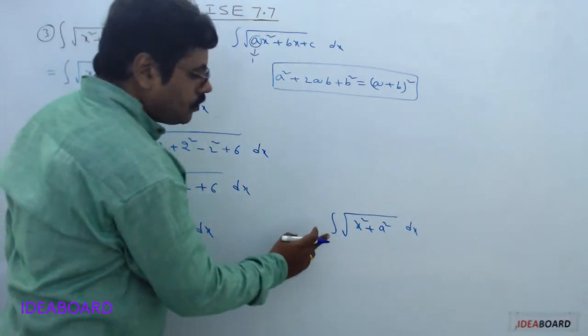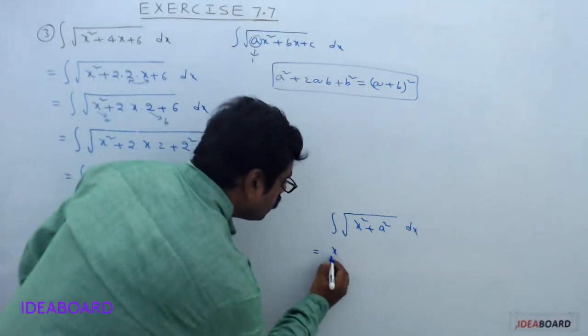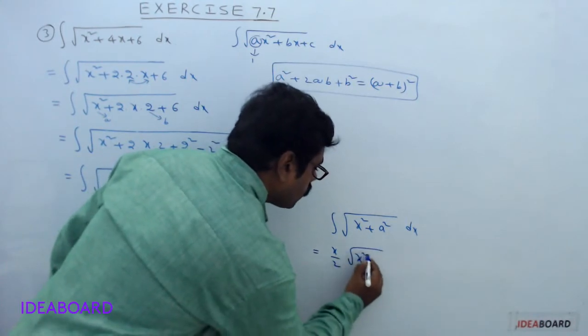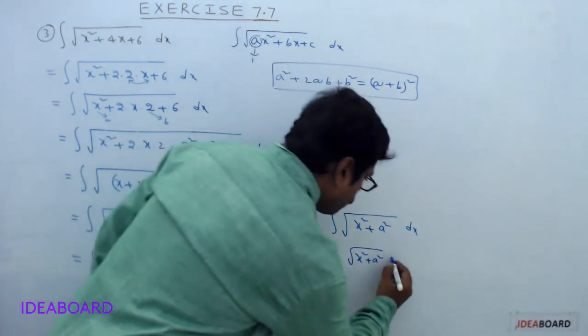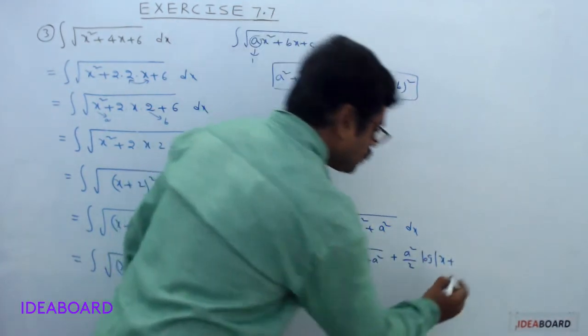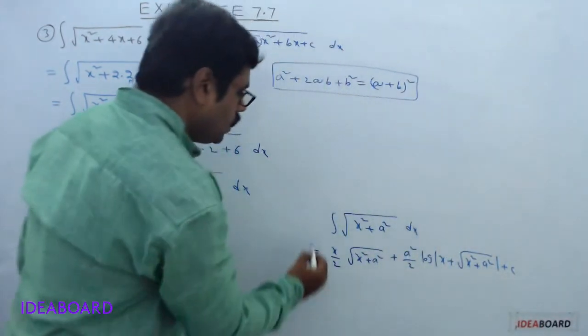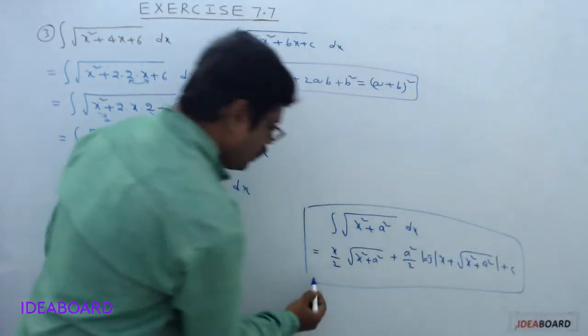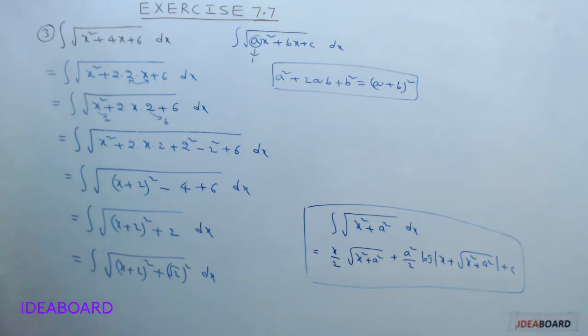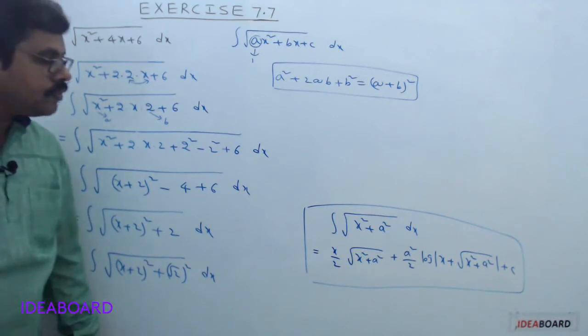So, what is the formula of integral square root of x square plus a square dx? It is x by 2 into square root of x square plus a square plus a square divided by 2 into log mod of x plus square root of x square plus a square plus a constant c. Now use this formula. Here in place of x, write down x plus 2, in place of a, root 2. First write down these steps, then we will discuss the continuation of this problem.